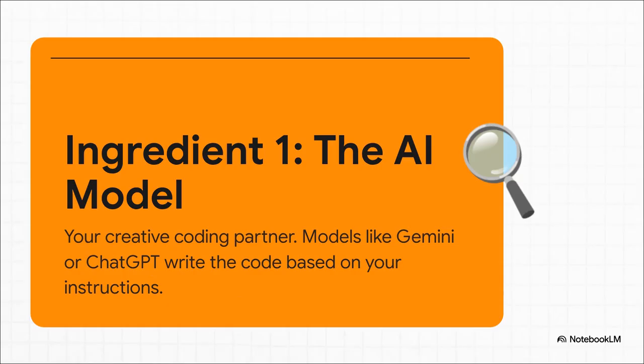First up, you need your AI. Think of models like Gemini or ChatGPT as more than just chatbots. For this, they're your creative coding partner. You're the director, you tell them what you want to build, and they get to work writing the actual code.